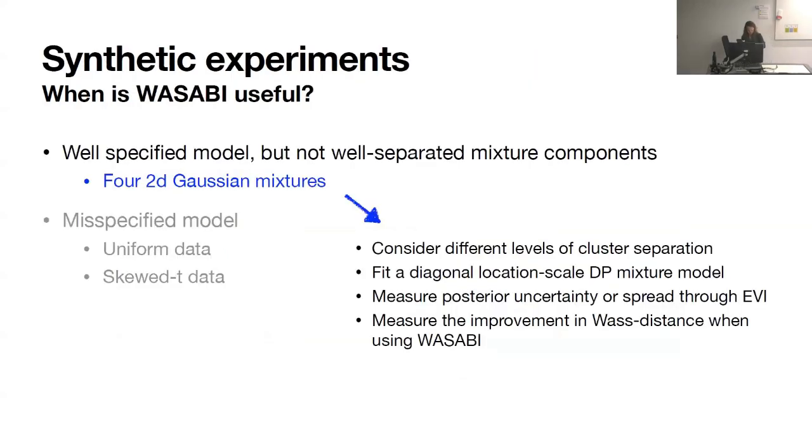Okay, and so when is this useful? We did a lot of synthetic experiments, and basically we find that this is useful if we have a well-specified model, but the components are not well separated, or if we have a misspecified model. I'm not going to show you the results for this one, but we looked at things like a skewed T, where we go from just a normal to something that's more skewed, and then we get more interesting uncertainty on what the clustering solution is in that case.